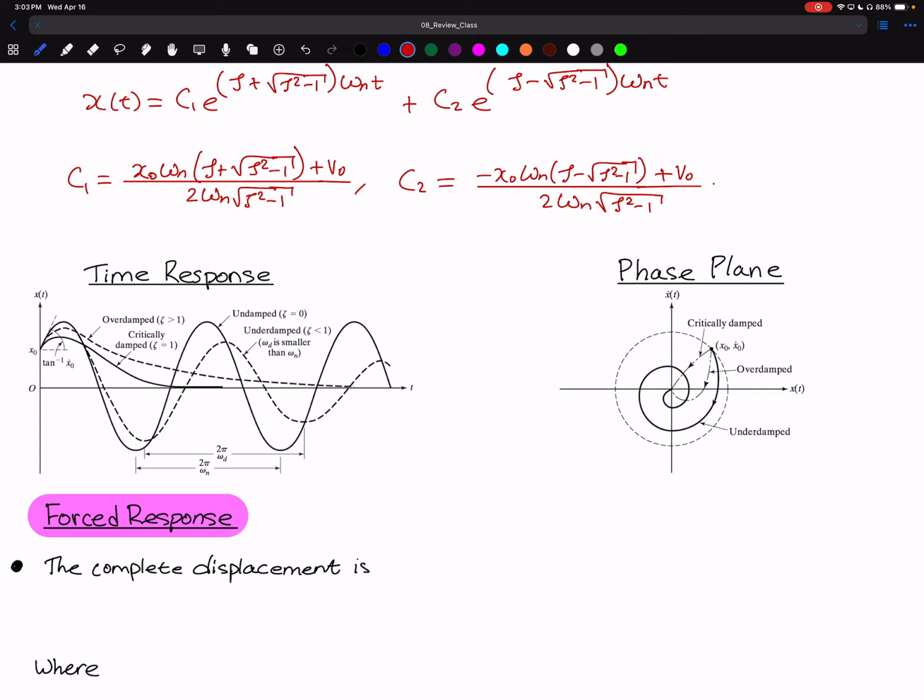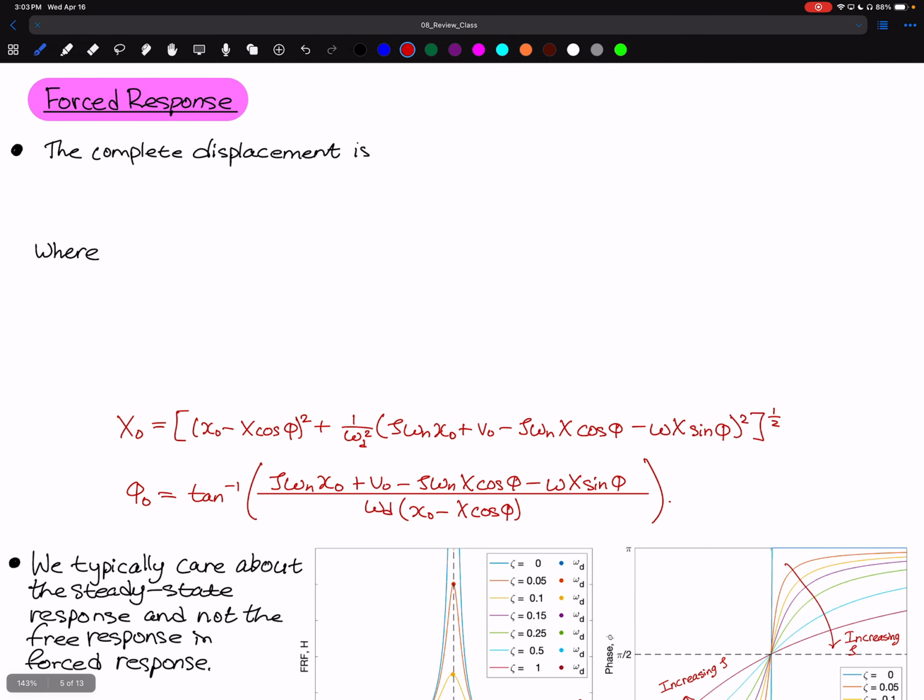All right. Take a look at forced response, and then we'll go to base excitation, and then we'll probably stop at that point. All right, so forced response, we're going to have a free response component plus a steady state response.